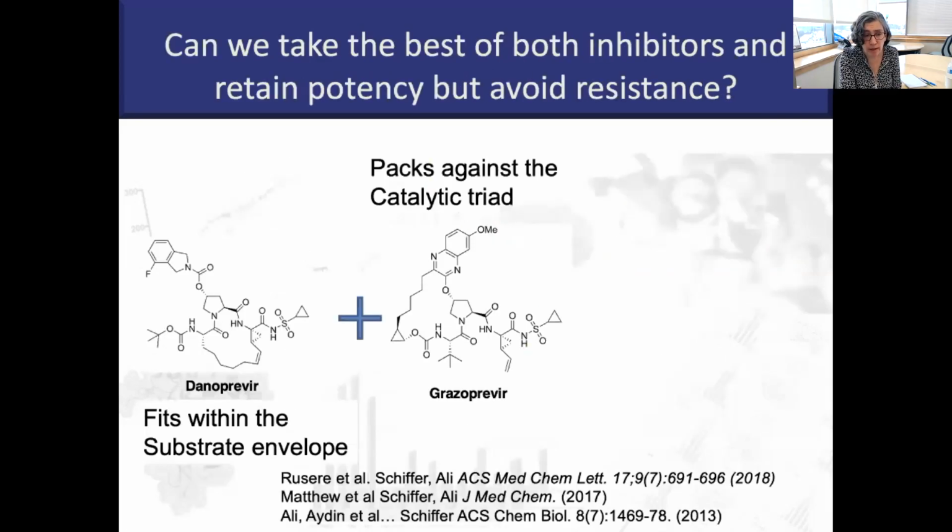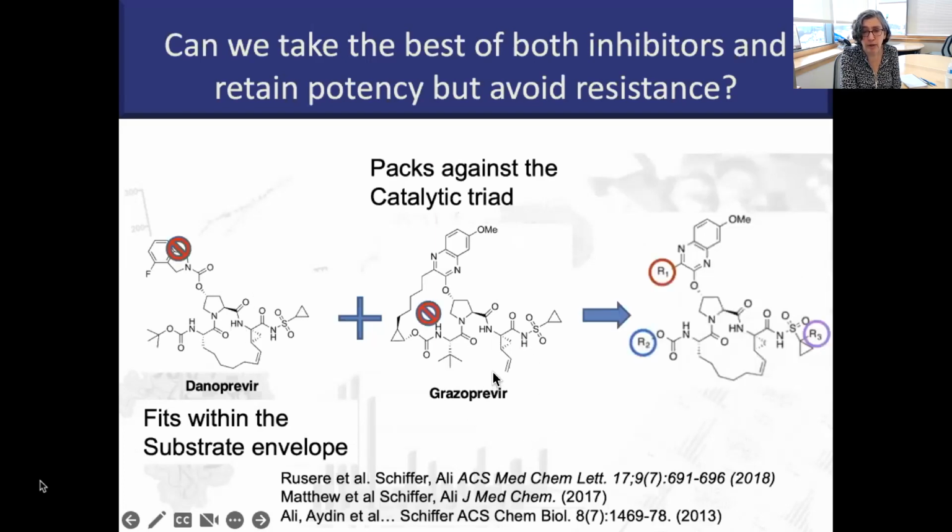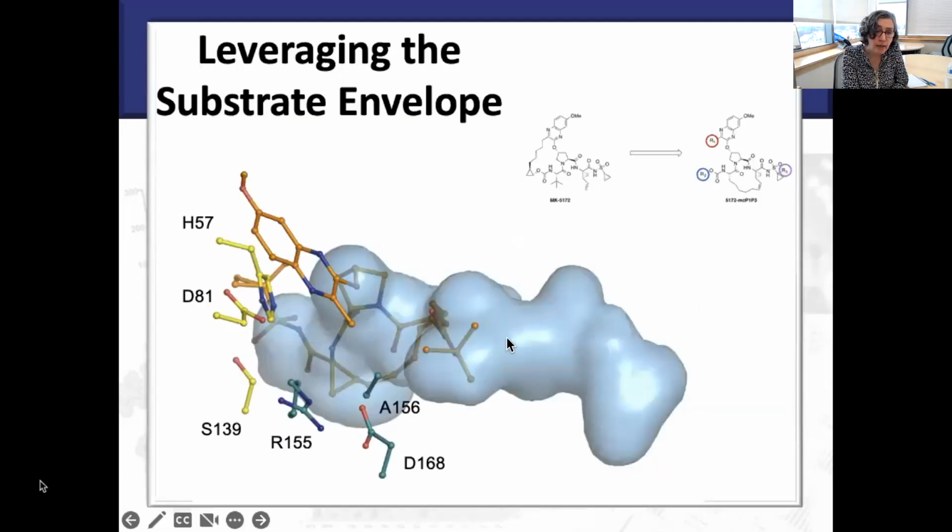So our goal was to take the lessons from tenofovir and grazoprevir and combine them into new chemical moieties where we varied different R groups to stay within the substrate envelope, but retain the binding affinity that these inhibitors showed. So when we first did this, we wanted to keep the packing against the catalytic triad, so that bicyclic group that was in grazoprevir. And when we solved the first crystal structure of a compound we made, we were very relieved to see that it retained packing against the catalytic triad, and otherwise fit well within the substrate envelope.